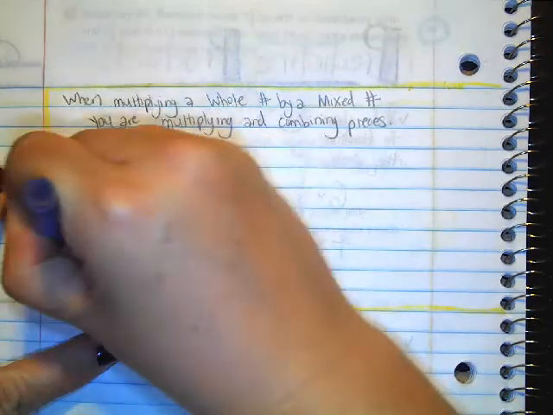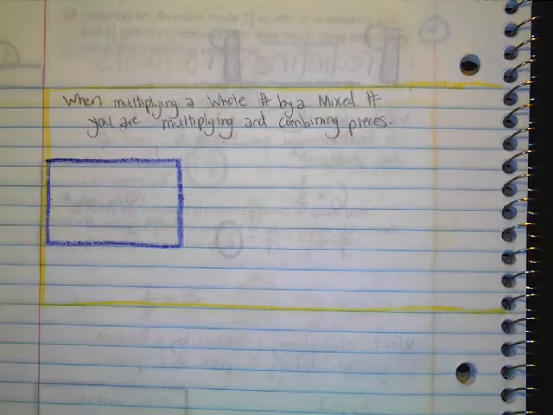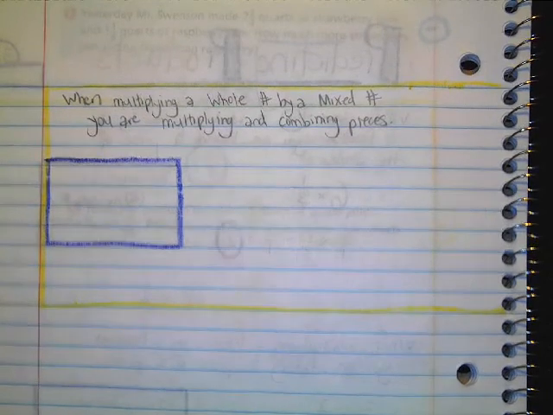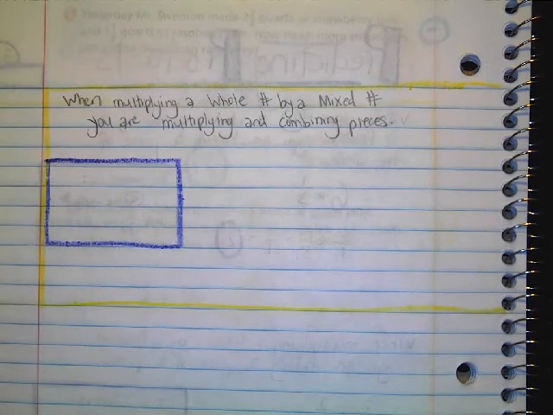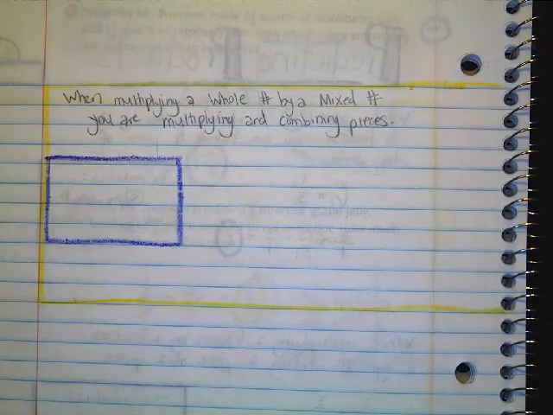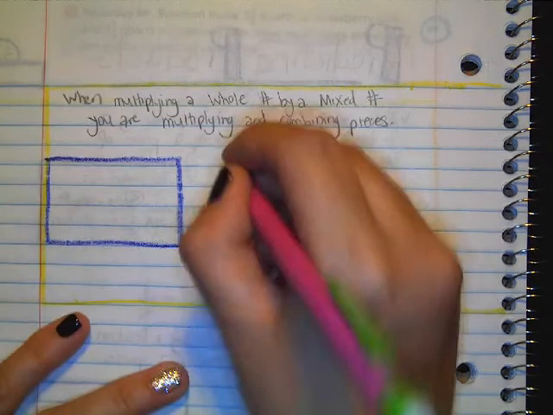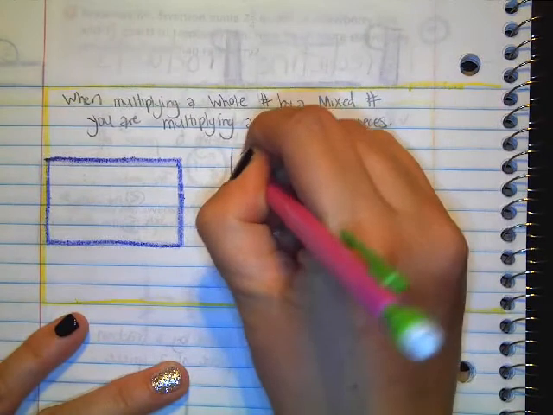Let's go ahead, and I can kind of see the outline of my blue prediction box on the other side, so I'm actually going to trace the prediction boxes over here on the left this time. Okay, so let's think about it. When multiplying a whole number by a mixed number, that would look like a whole number by a mixed number.